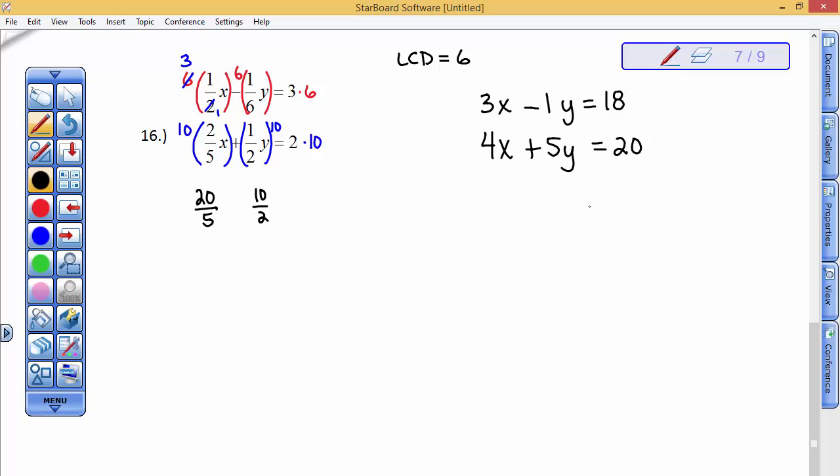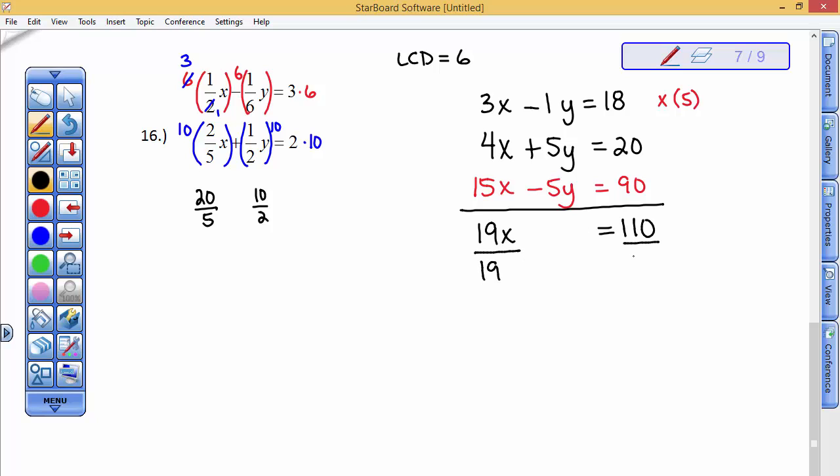Now I'm ready to solve the system, and I can see that I would like to make these 5's and negative 5's. So I'm going to multiply this equation by just the number 5, because that will make this a negative 5. But first, the 3 times 5 is 15x. The minus 1 times 5 is a minus 5y. And 18 times 5 is 90, I believe. And so we go to add these together, and 4x and 15x is 19x. 90 and 20 is 110. I'm going to divide both sides by 19, and I'll get x equals 110 divided by 19.